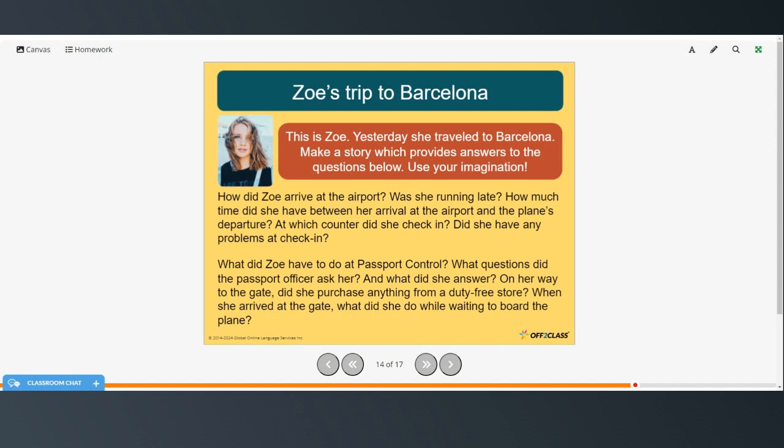What did Zoe have to do at passport control? What questions did the passport officer ask her? And what did she answer? On her way to the gate, did she purchase anything from a duty-free store? And when she arrived at the gate, what did she do while waiting to board the plane? So go ahead and make up your own story about Zoe's trip to Barcelona.